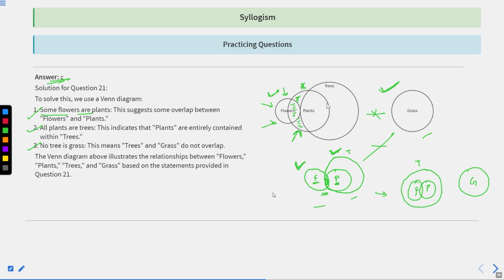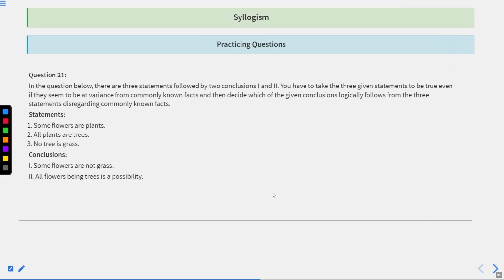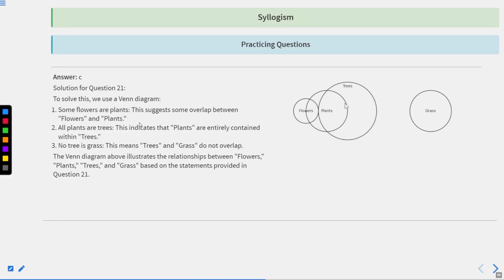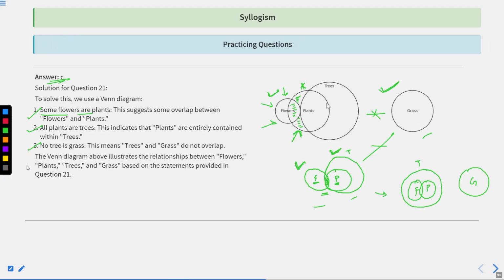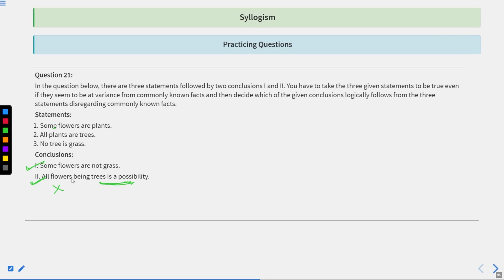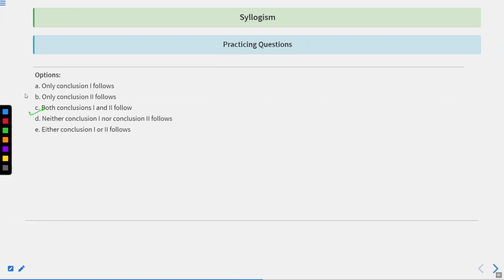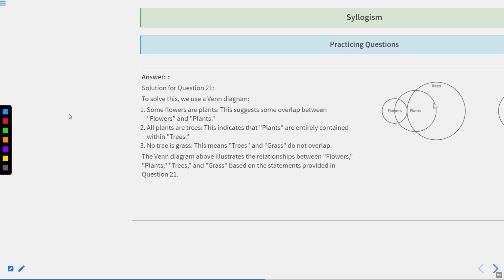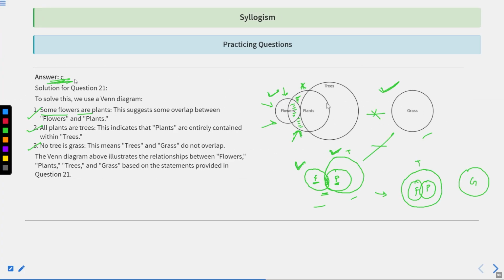तो कंक्लूजन नंबर 1 जो कि कह रहा है सम फ्लावर्स आर नॉट ग्रास, क्योंकि कोई रिलेशन है ही नहीं फ्लावर्स और ग्रास में, तो पहला कंक्लूजन तो बिल्कुल करेक्ट हो गया. और जो सेकंड कंक्लूजन है जो कह रहा है ऑल फ्लावर्स बीइंग ट्रीज इज अ पॉसिबिलिटी, सम फ्लावर्स आर प्लांट्स एंड दोस प्लांट्स आर ट्रीज, सो सम फ्लावर्स विल बी ट्रीज, देयर इज अ पॉसिबिलिटी, सो देयरफॉर ऑल फ्लावर्स बीइंग ट्रीज is a possibility in itself. So therefore, both conclusion 1 and 2 follow.